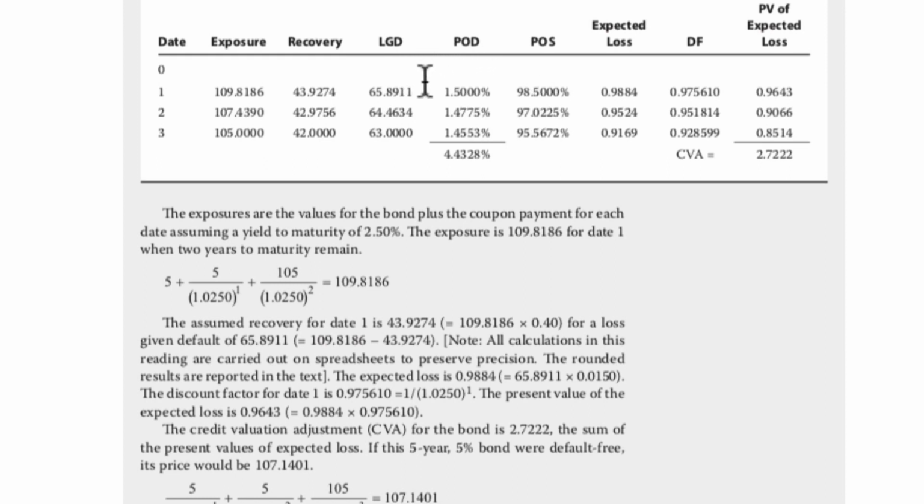Loss given default times the probability of default. You can skip over this. This is our expected loss. Here's our discount factor, or you could just divide it by 1 plus the risk-free rate to whatever power. Here's our present value, add them up. There's the CVA, 2.72222. All right, so now we have our credit valuation allowance. Let's price this thing out as if it were default free, subtract that, and see what we get.